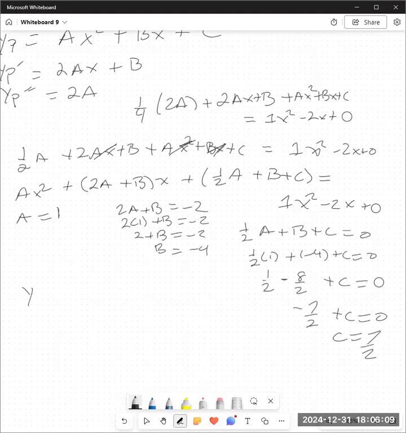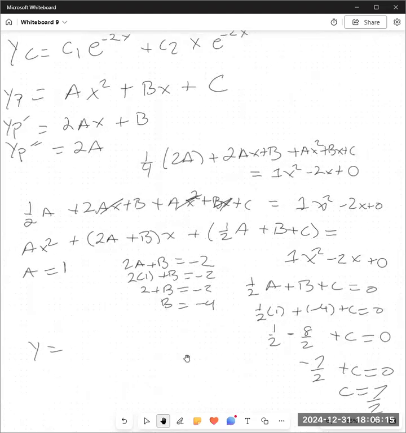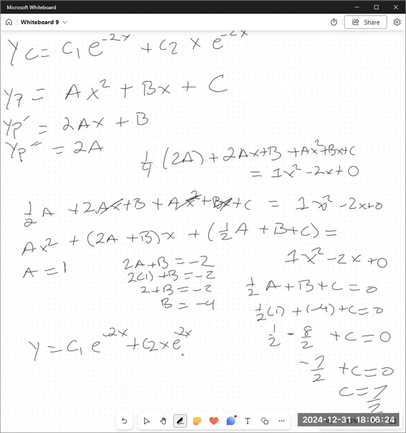So y is equal to yc, which was, back up here, c1 e to the -2x plus c2 x e to the -2x, plus my yp is going to be 1x squared. And then b was -4, so minus 4x, and then plus 7/2.